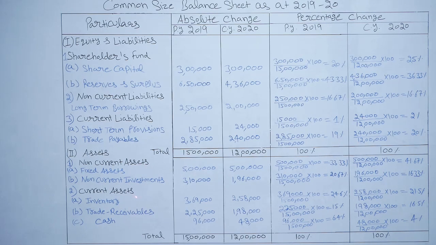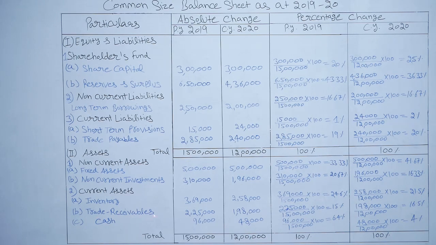Next is current assets. Under this, A. Inventory, 3,69,000 for previous year, 2,58,000 for current year. So now we are calculating percentage change for previous year. So previous year inventory is 3,69,000. Divide total of previous year assets, 15 lakh, which we have considered as a base, into 100 is equal to 24.6%. For current year, inventory is 2,58,000. So 2,58,000 divide 12 lakh as a base for current year total assets into 100 is equal to 21.5%.